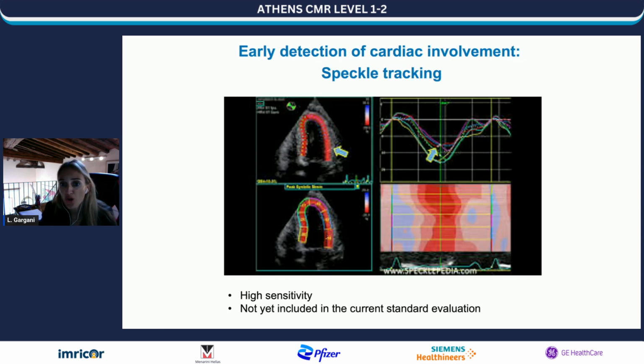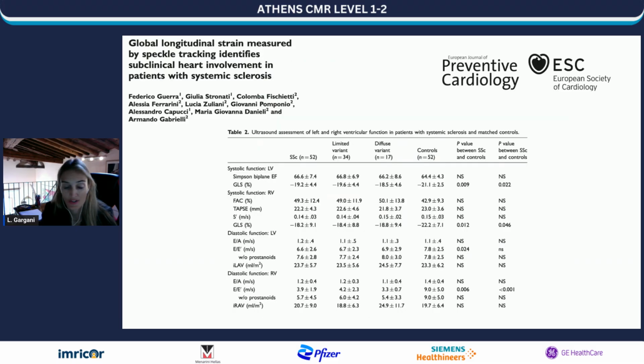And there is also another, even more sensitive way to address systolic dysfunction in these patients, which is the use of speckle tracking. Speckle tracking, as you can see, is again very sensitive, but unfortunately, although there are tons of papers, a lot of literature about its value as an early sign of cardiac impairment, it is not yet included in the standard evaluation. So it is done especially for research, but you usually don't find it in your cardiac reports.